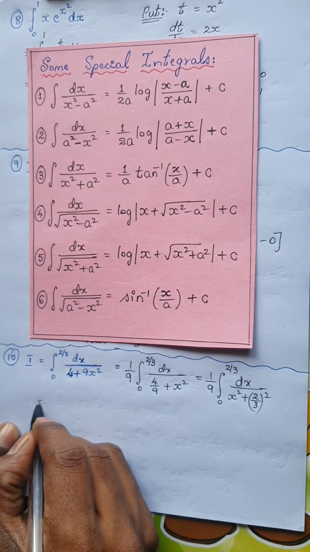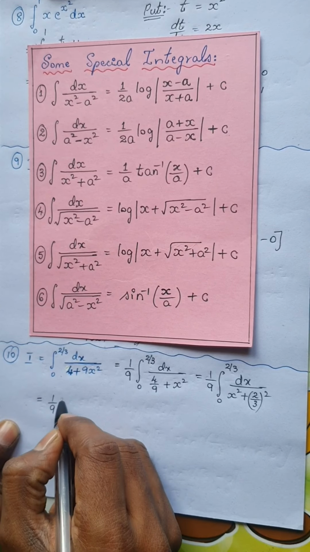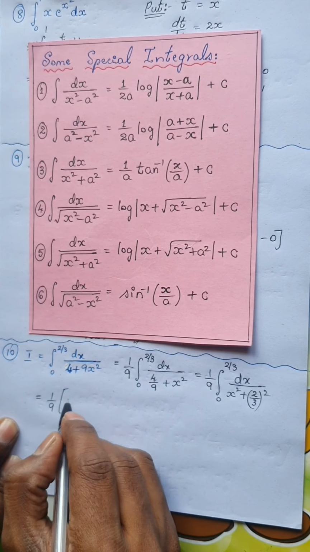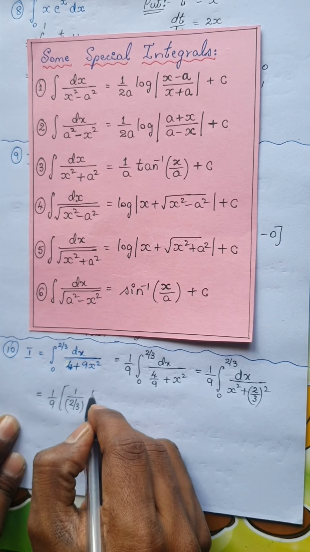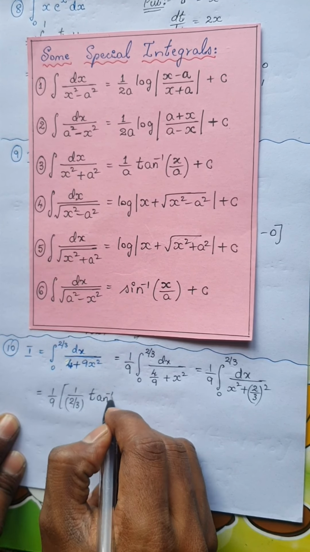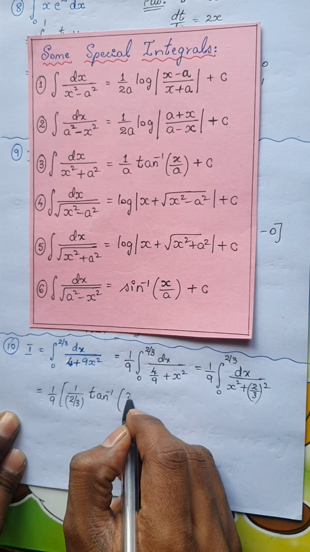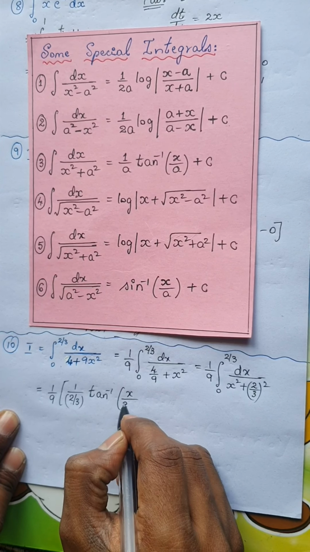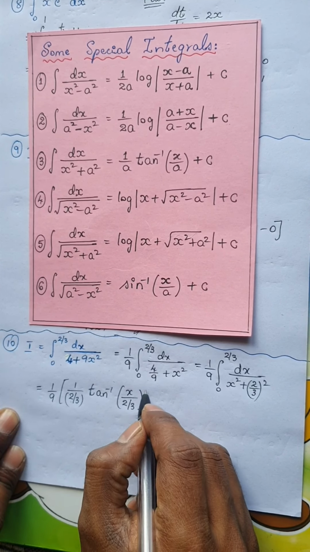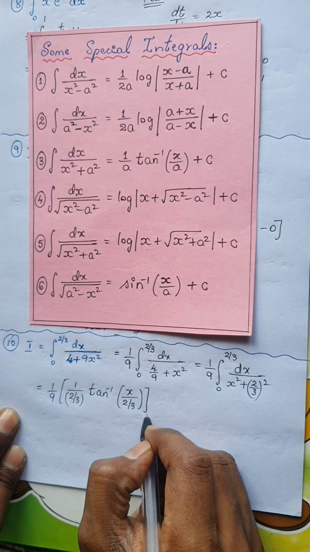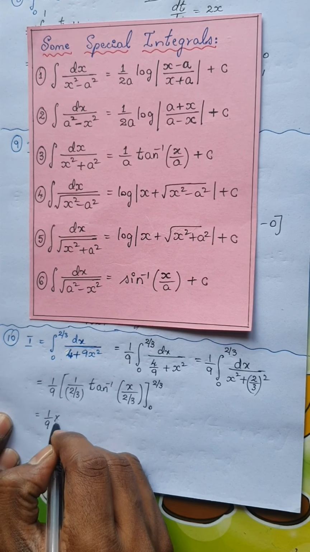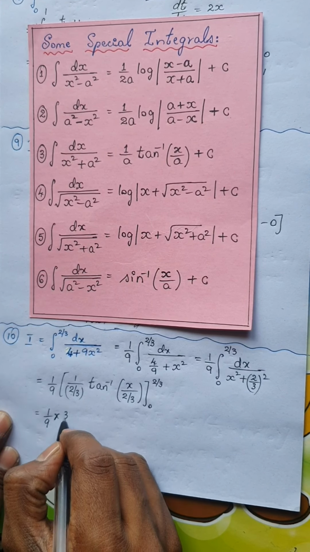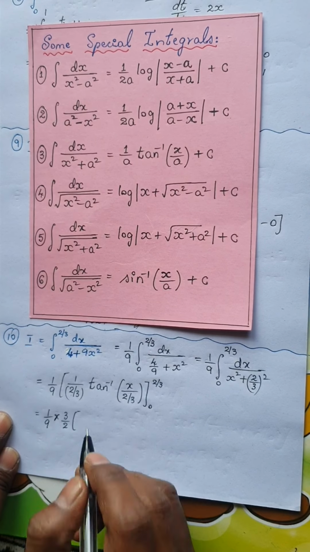So using the result here, 1/9 is already outside. Using this result, it is 1 divided by a. A is nothing but 2/3, into tan⁻¹(x/a). X is nothing but x as it is. A is actually 2 divided by 3. This is integrated within the limits 0 to 2/3. Okay, so this is nothing but 1/9 into the reciprocal of 2/3, which would be 3/2, because let us keep it outside.